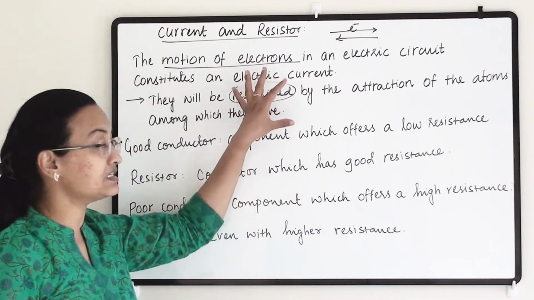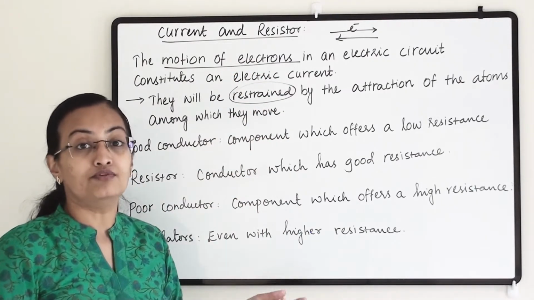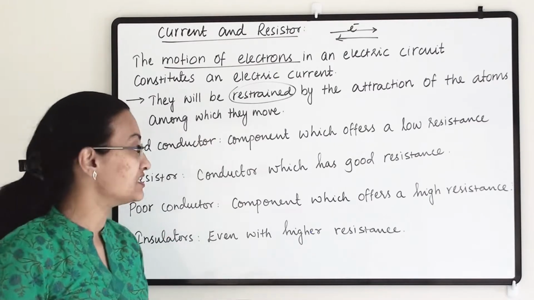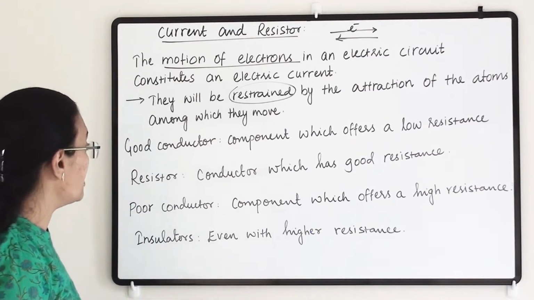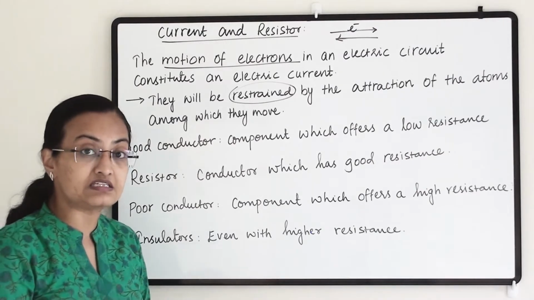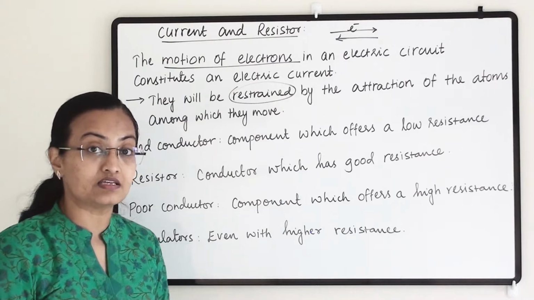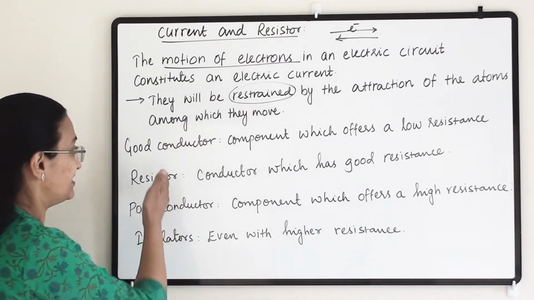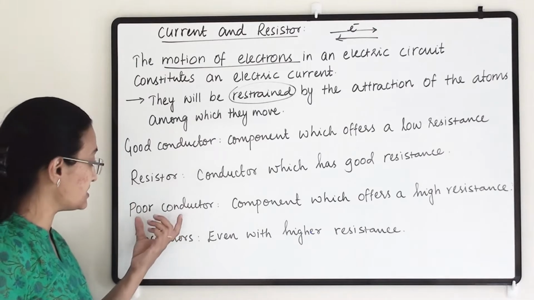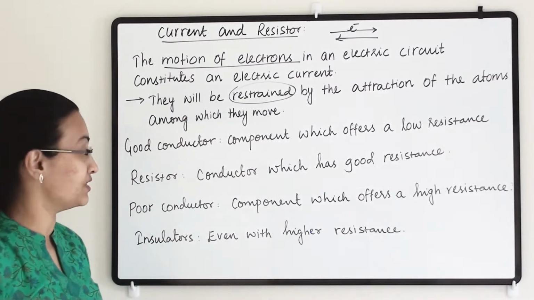So this is the reason why the current flowing through the conductor will feel some hindrance, some resistance when it is passing through the conductor. Now based on how the current is facing the resistance, we have segregated the materials, some of the metals, into 4 parts: some of them are good conductors, some of them are resistors, some are poor conductors, and some are termed as insulators.